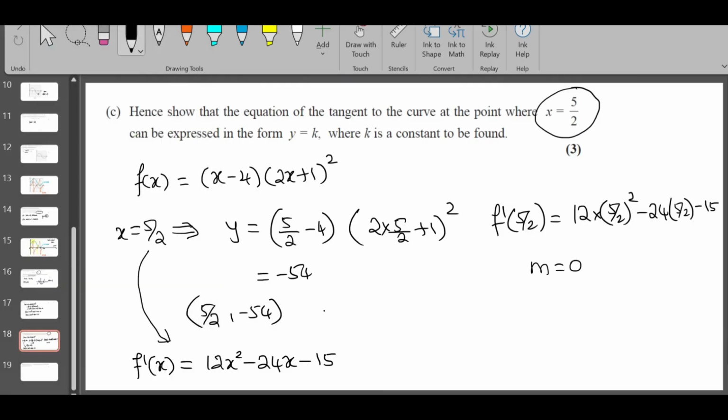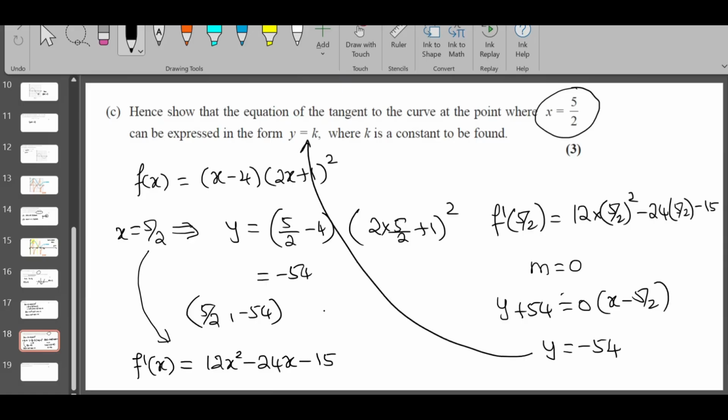So you can write the equation as y is equal to mx plus c. Y minus y1, use the point. Y minus y1 is equal to slope times x minus x1. The whole thing becomes 0. So y is equal to minus 54. Sorry, that's the equation of the tangent. It looks like this, right? Y is equal to k. That means it's a line parallel to the x-axis.